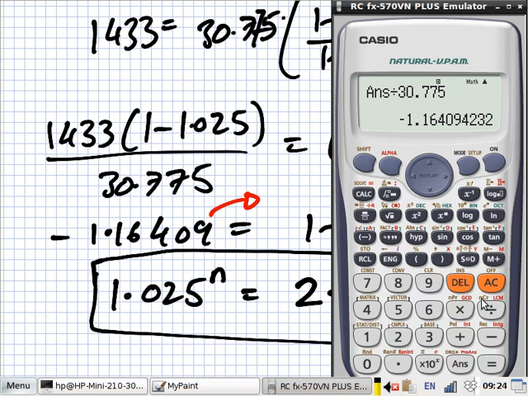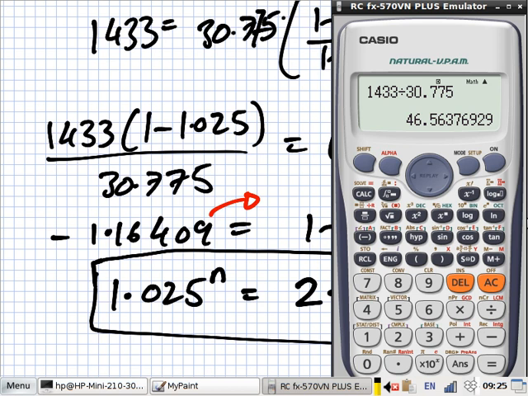Let's imagine that the consumption per year didn't increase. It stayed fixed at 30.775. How long will the oil last? It would last 1433 divided by 30.775. So it should last 46 years, okay? But we know that people consume more per year, so will the answer be more or less than that? Less than, yeah, less than this.